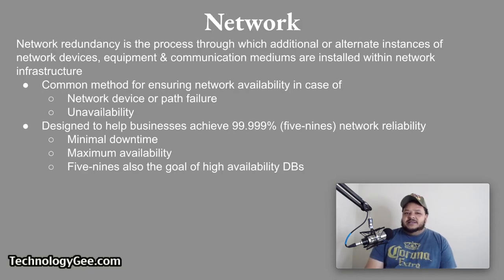Network. Network redundancy is a process through which additional or alternate instances of network devices, equipment, and communication mediums are installed within network infrastructure. It is a method for ensuring network availability in case of a network device or path failure and unavailability. Network redundancy is designed to help businesses achieve 99.999%, or five nines, network reliability, meaning minimal downtime and maximum availability. Five nines is also the goal of high availability databases.